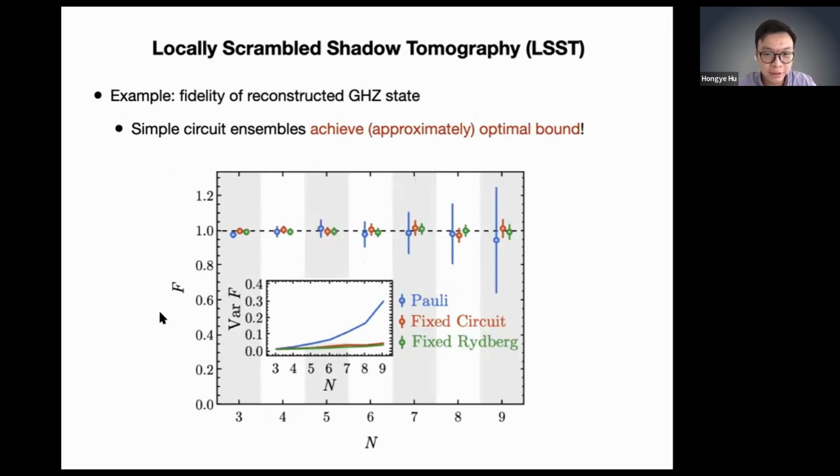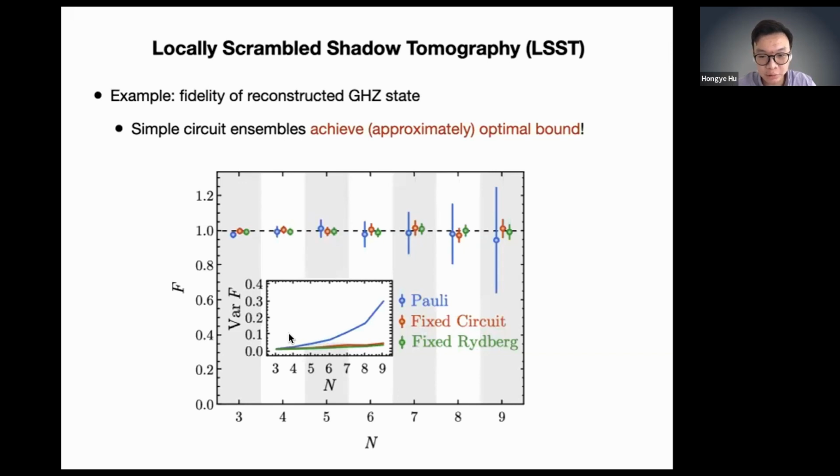So in this figure, we plot the fidelity of the reconstructed GHZ state as a function of the number of qubits, and different colors mean different schemes. So the blue line indicates the randomized Pauli measurement, and the red one is a locally scrambled CNOT circuit. The green one is a locally scrambled Rydberg dynamics. And in the inset, this line indicates the sample complexity.